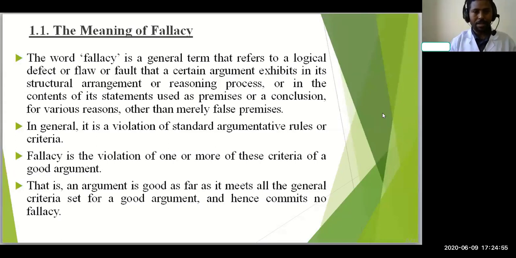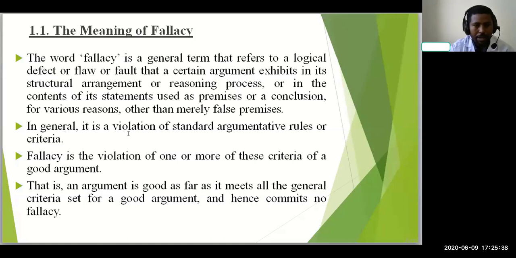Let's look at specifically the meaning of fallacy. We have seen an overview of fallacy, but now let us look at specifically what fallacy is. Fallacy is a general term that refers to a logical defect or flaw or fault that a certain argument exhibits in its structural arrangement or reasoning process, or in the content of its statements used as a premise or a conclusion, for various reasons other than mere false premises.